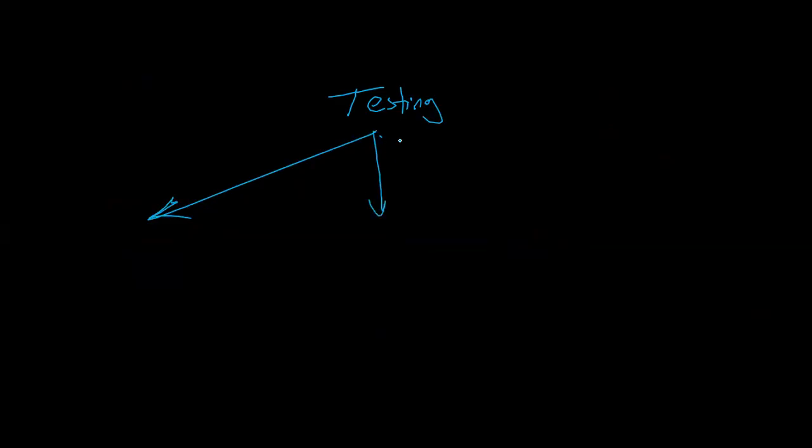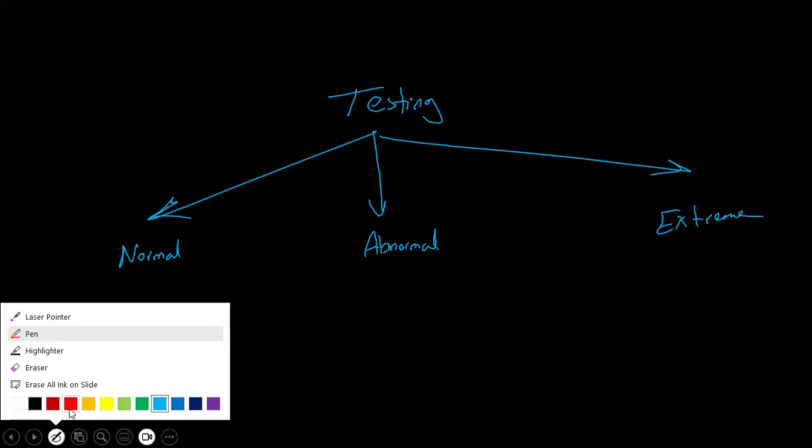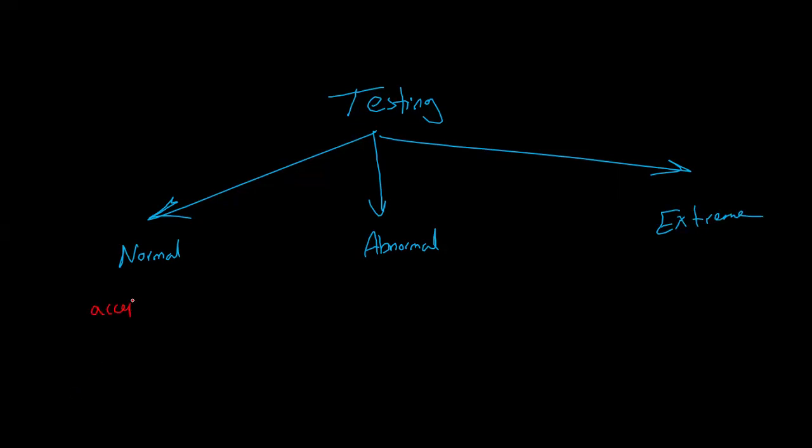We have normal, abnormal, extreme. We mentioned before that normal is the acceptable range, which is within range. Abnormal is unacceptable, it's not valid for me, which is outside the range. And extreme is the limits.